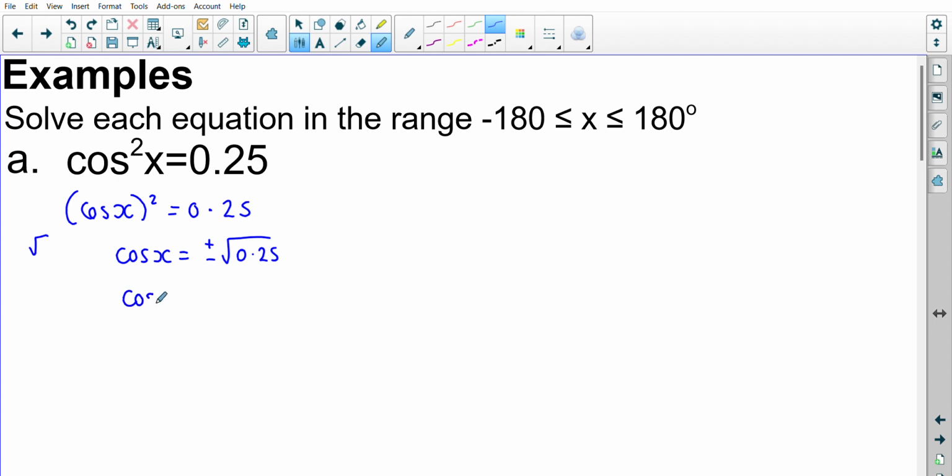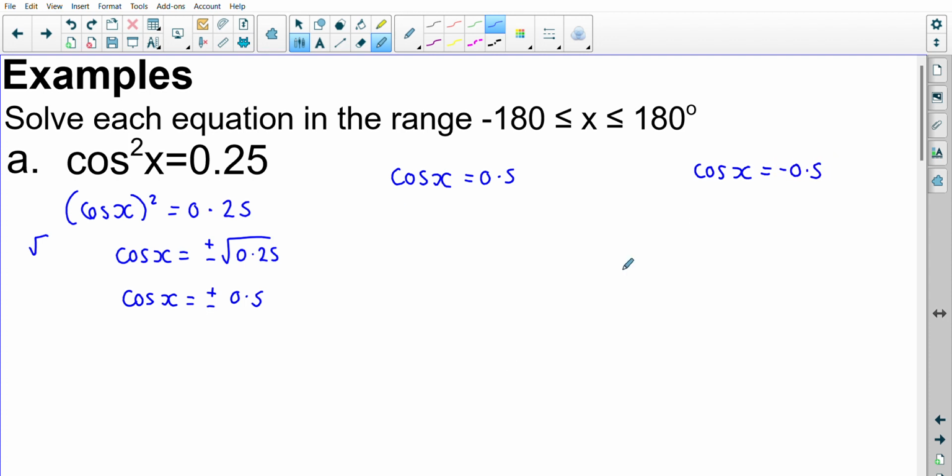And if you actually work out that square root of a quarter, it's going to be a half, but you've got two solutions, positive 0.5 and negative 0.5. So what I'm actually going to do from here is two separate solves: one for cos x equals 0.5 and another for cos x equals minus 0.5.